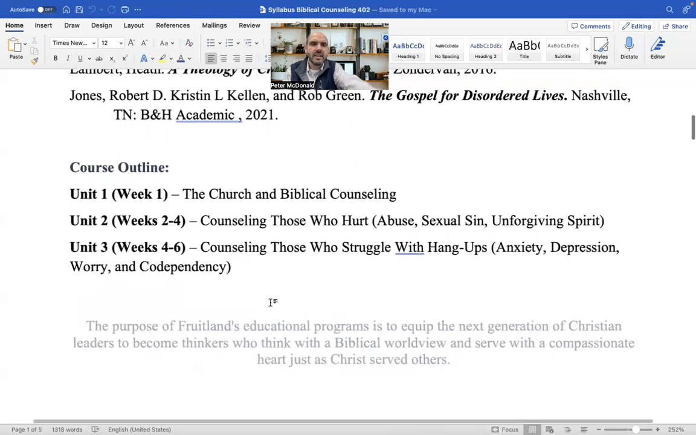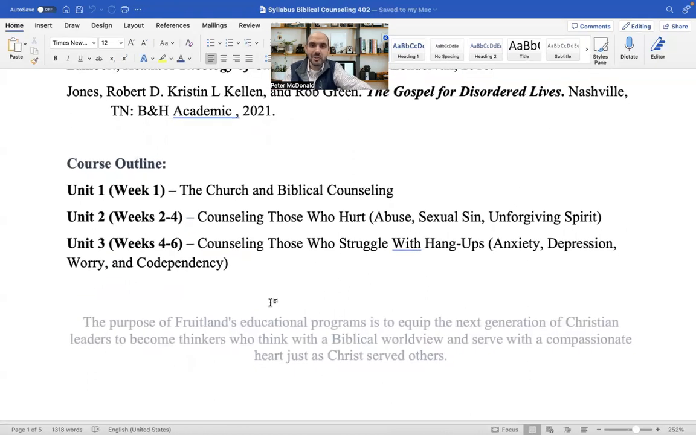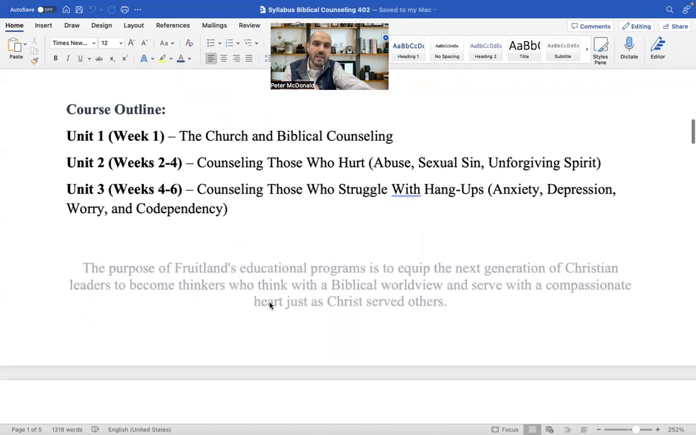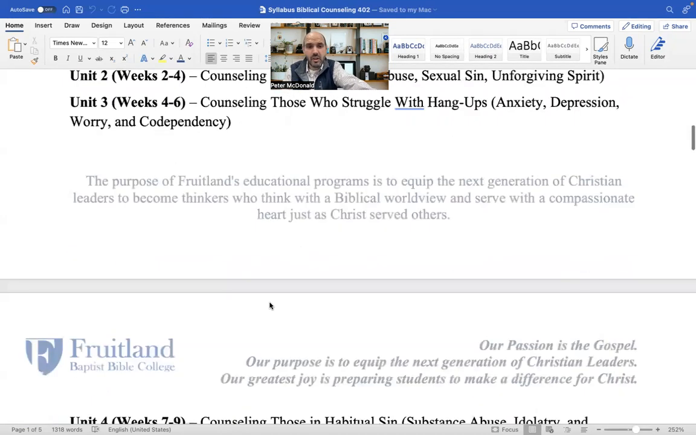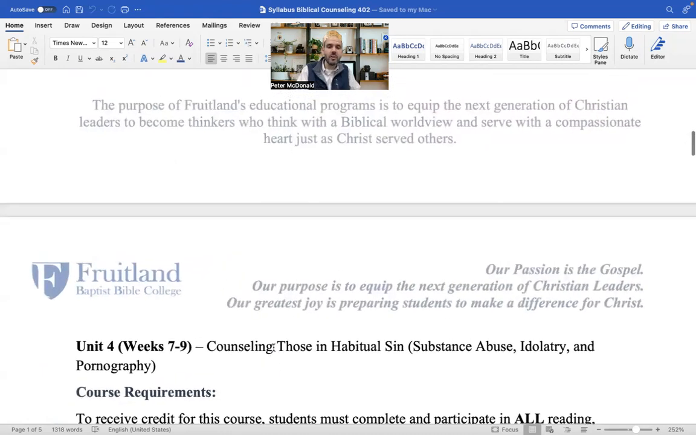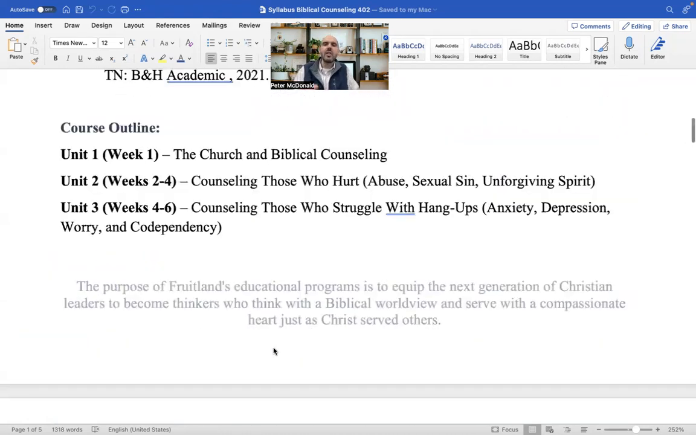The course outline is pretty straightforward. First week, we're going to talk about the church and biblical counseling, and then we break down how we help people. So we're going to be counseling those who hurt. We're going to be counseling those who struggle with hangups. We're going to be talking about counseling those who are in habitual sin. Hurts, hangups, and habits are taken from Celebrate Recovery ministry.